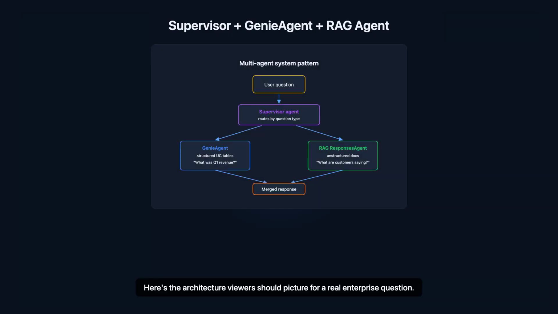Here's the architecture viewers should picture for a real enterprise question. A user asks something that spans both kinds of data, say, why first quarter revenue is down and what customers are complaining about. The question hits a supervisor agent, which routes by question type. The structured piece, what was Q1 revenue, goes to a Genie agent over the curated sales tables. The unstructured piece, what are customers saying, goes to a RAG responses agent over support ticket documents. Both come back, and the supervisor merges them into one grounded response.